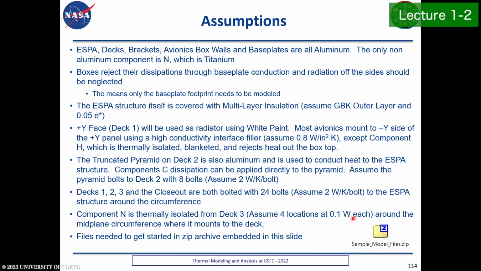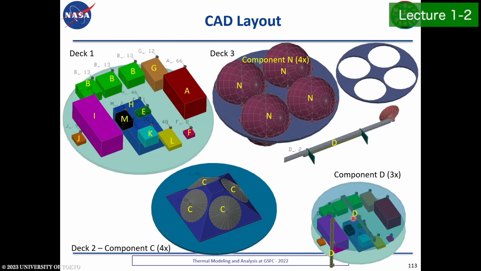We're going to use the plus Y face, deck 1, as the radiator. So if I look here, basically the opposite side of this from where all the boxes, or most of the boxes, are mounted, is going to be our radiator. That faces deep space at all times.